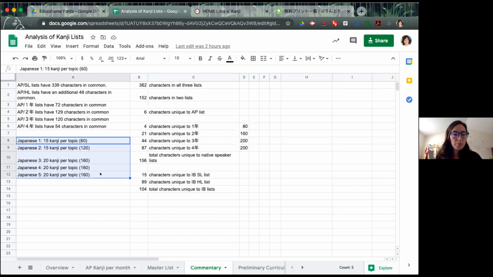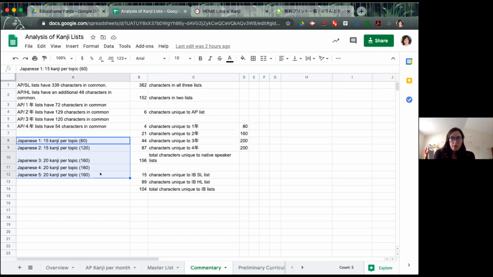And this is what I came up with for levels 1 and 2, about 15 new characters per topic. And for levels 3 and higher, about 20 new characters per topic. So then this brings us to the question, not of what, but of how. Because this is the part where I typically really disagree respectfully with a lot of the textbooks that I see.